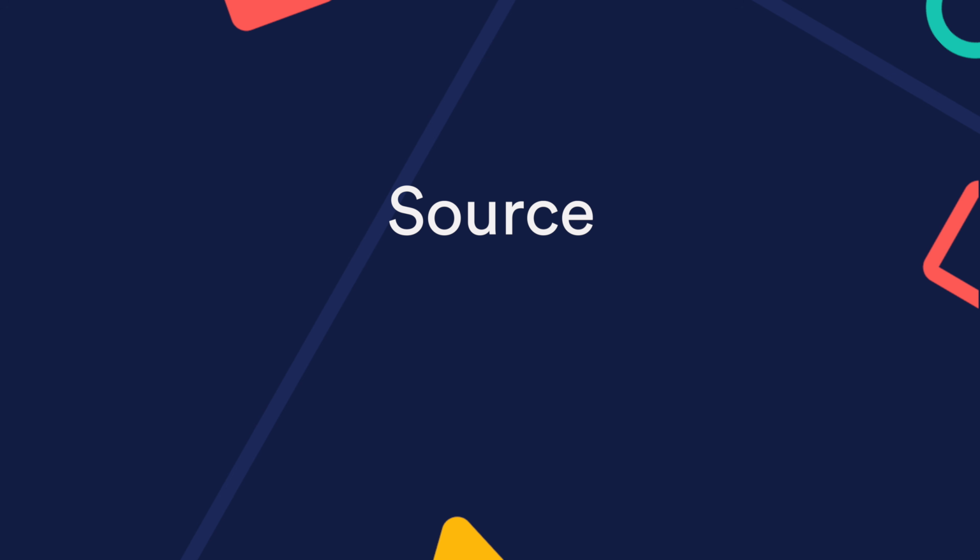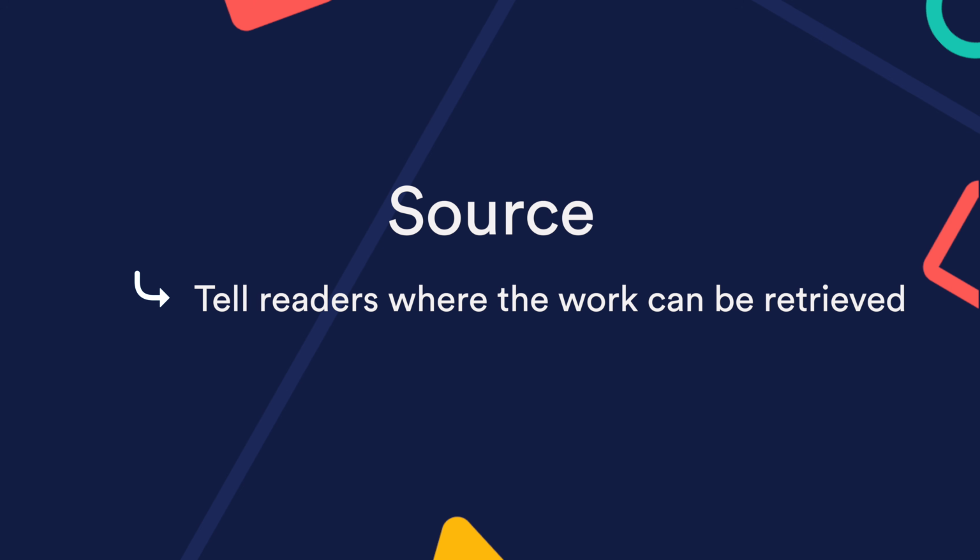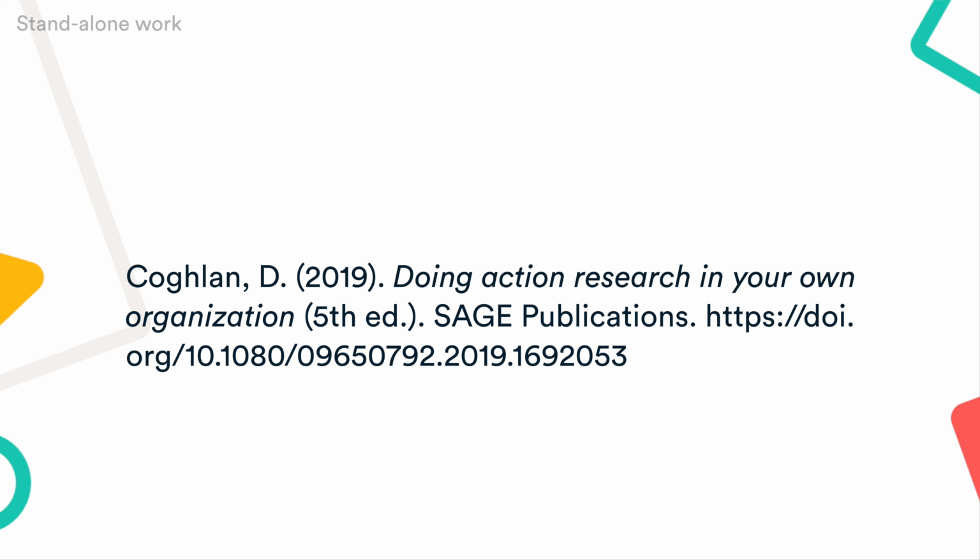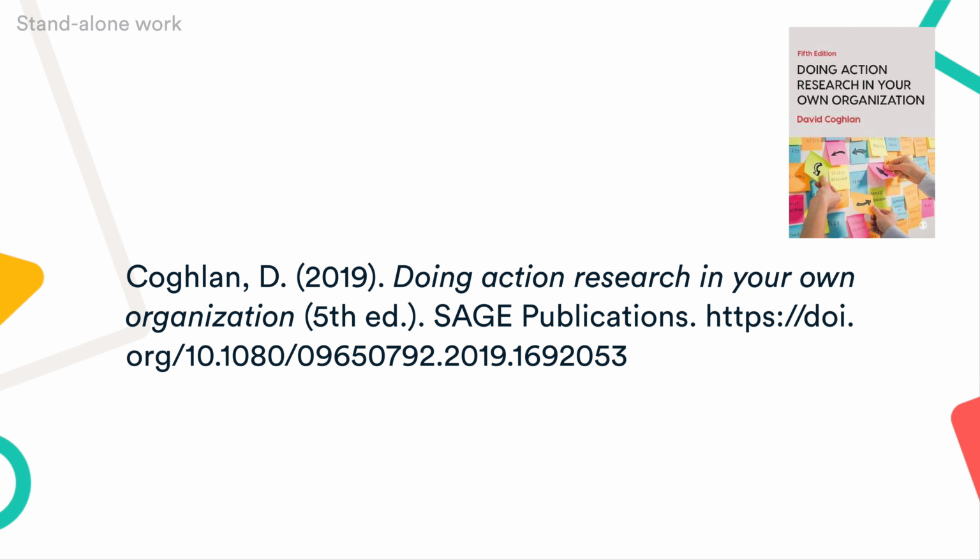After the title, you give details of the source, which tells your reader where the work can be retrieved. When citing a standalone work, like a book or web page, you include the name of the publisher, database, platform, or website, whichever is relevant to your source, and a DOI or URL. So in our case, it's Sage Publications.